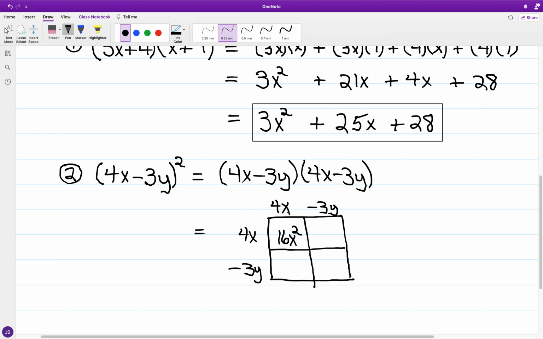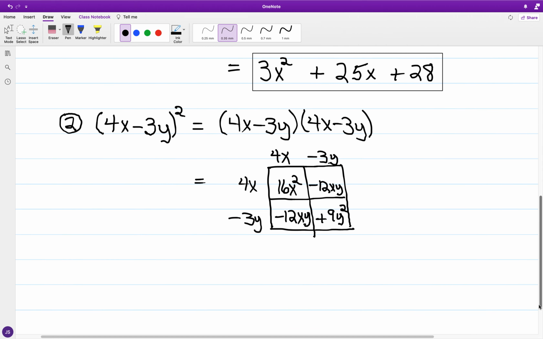And then in the next section, we have 4x times negative 3y. 4 times negative 3 is negative 12, and just putting the letters in alphabetical order, that product is negative 12xy. And guess what? At the top of the second column, we'll have the same product, another negative 12xy. And then we have a negative 3y times itself. A negative times a negative is a positive. So this will come out to positive 9y squared.